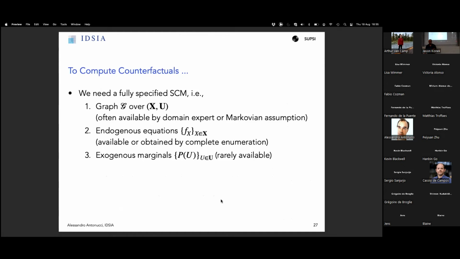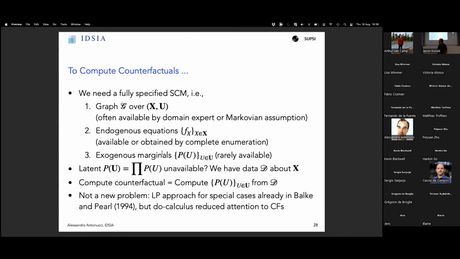Okay, so just to wrap up, the ingredients of a structural causal model are the graph, the equations, and the marginals. The graph is typically available, typically expressing some domain knowledge of the system, and maybe also, the endogenous part is based on some structural learning from the data. The equations might be available, and I will also discuss how to cope if the equations are not available. The exogenous marginals are typically unavailable, but we can do this kind of inversion and obtain them. And this is something we need for counterfactual analysis.